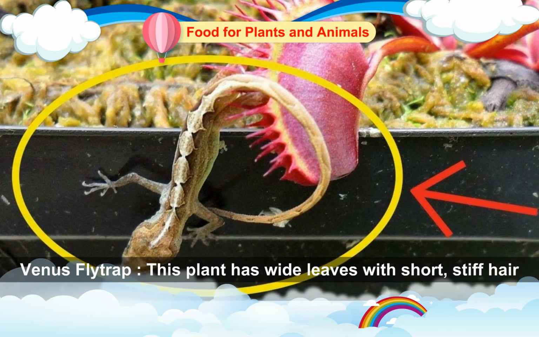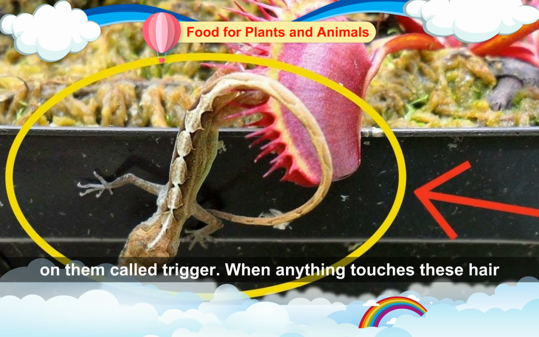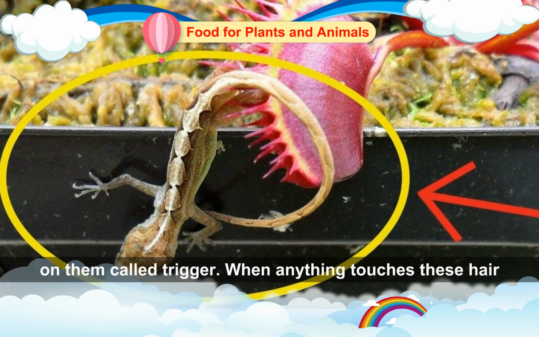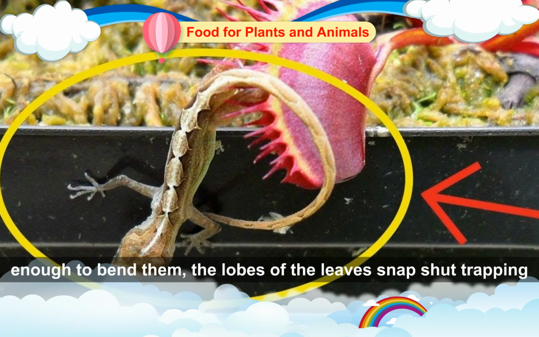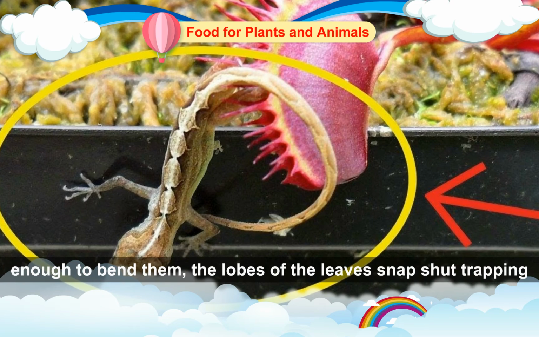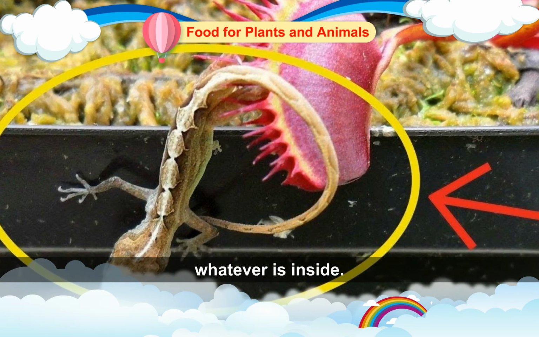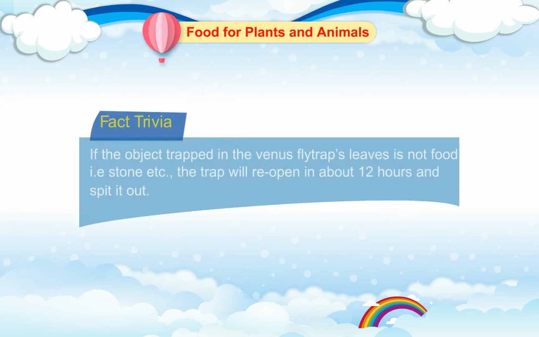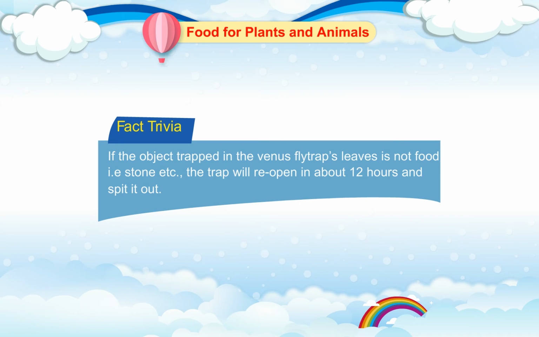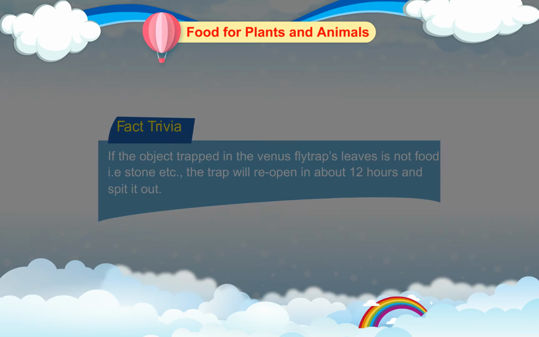Some of them are Venus flytrap. This plant has leaves with short, stiff hair on them called triggers. When anything touches these hair enough to bend them, the lobes of the leaves snap shut, trapping whatever is inside. Fact trivia. If the object trapped in the Venus flytrap's leaves is not food, the trap will reopen in about 12 hours and spit it out.